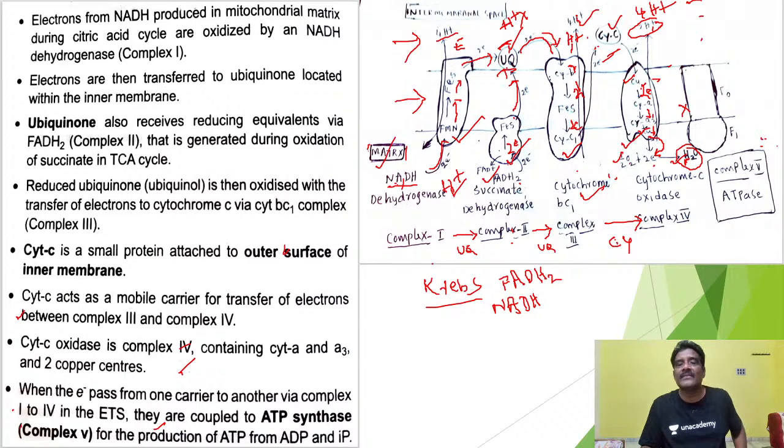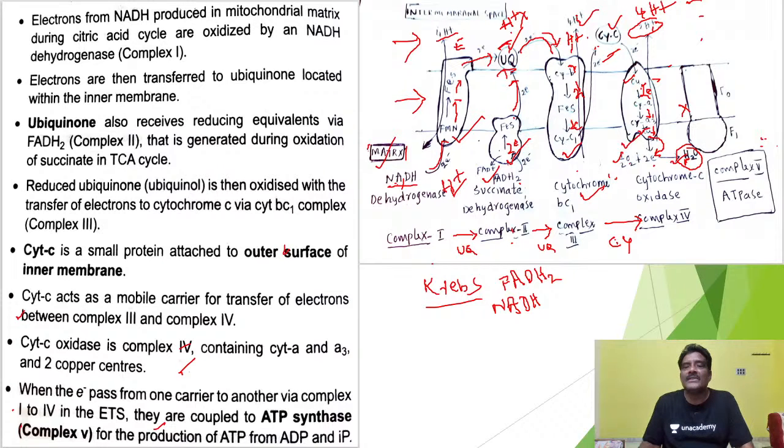That energy is not sufficient to pump the protons from the matrix to the intermembrane space. The amount of energy released at complex 1 is sufficient to pump the protons from the matrix to the intermembrane space, but here the energy is not sufficient. That is the reason no protons are pumped from the matrix here.